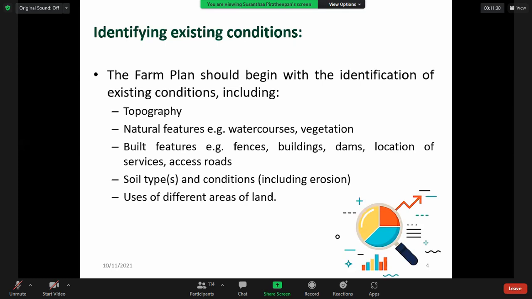And the final one, we can use the different areas for different purposes. We can use a particular area for grazing, or cultivate other crops for feed, such as grasses or pastures for the animals, or we can have sheds, storage rooms, or other processing rooms. So we want to know how we can use those different land areas for our farm.